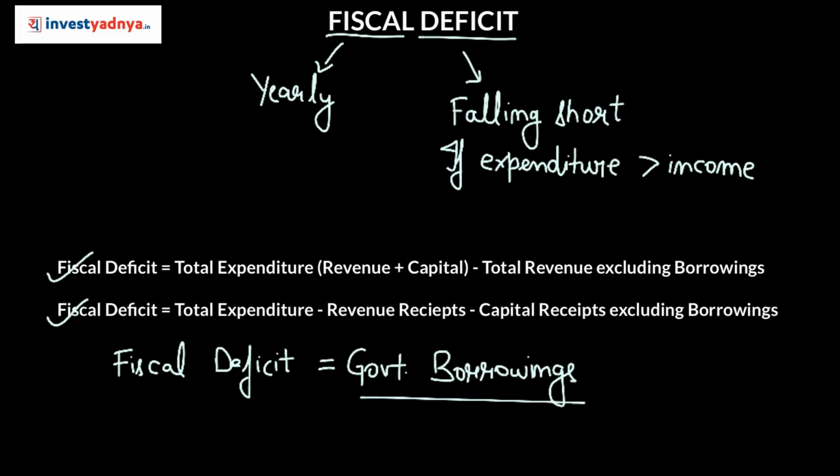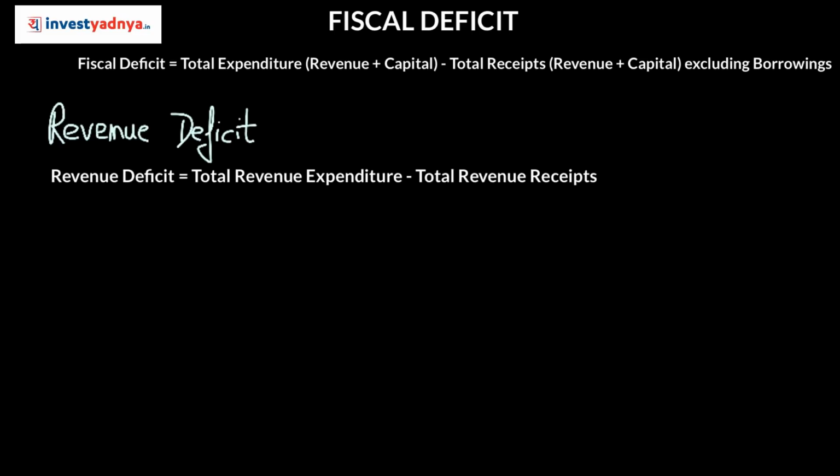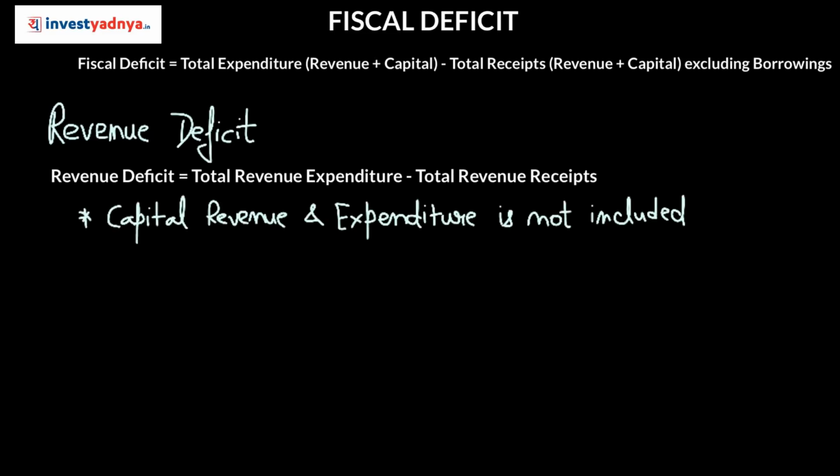We will understand this better with a detailed example. Before that, let's understand what revenue deficit and primary deficit are. Now revenue deficit is the excess of total revenue expenditure of the government over its total revenue receipts. So it only deals with revenue expenditure and revenue receipts and doesn't include capital expenditure and capital receipts. So revenue deficit signifies that the government's own earning is insufficient to meet the normal functioning of government departments and provision of various services which the government offers.